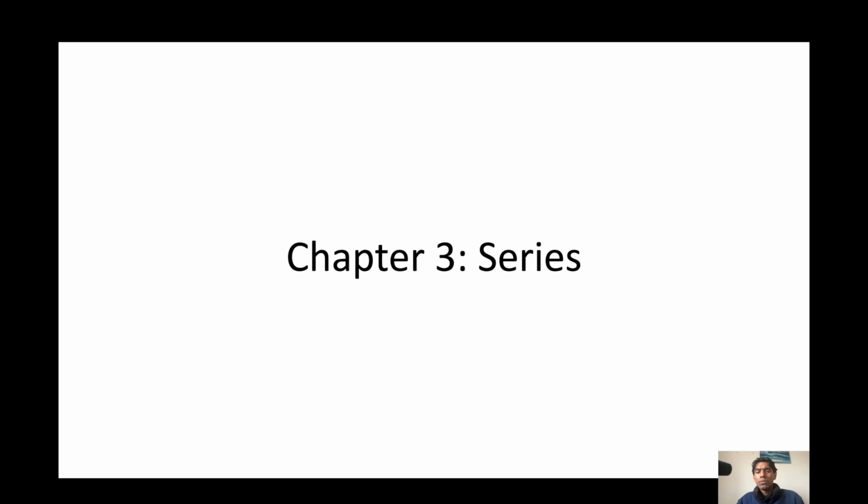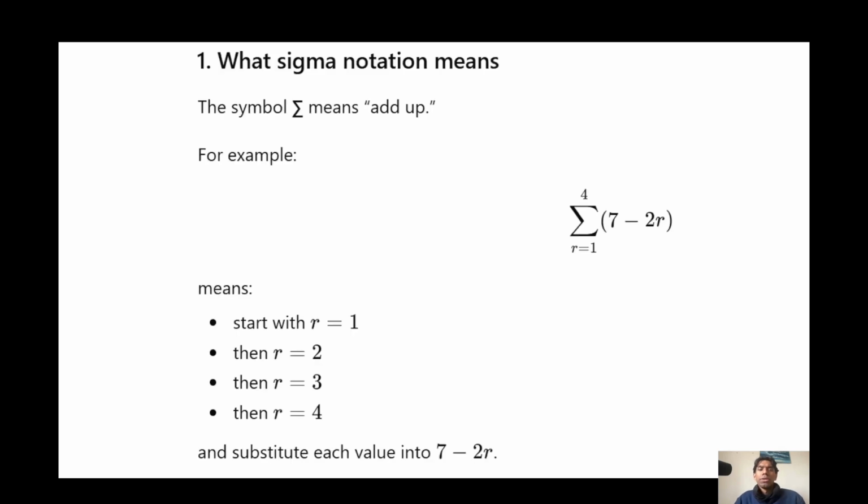Chapter 3 Series. What sigma notation means? The symbol sigma means to add up. For example, the sum of r equals 1 to 4 of 7 minus 2r means start with r equals 1, then r equals 2, then r equals 3, then r equals 4, and then substitute each value of r into 7 minus 2r.